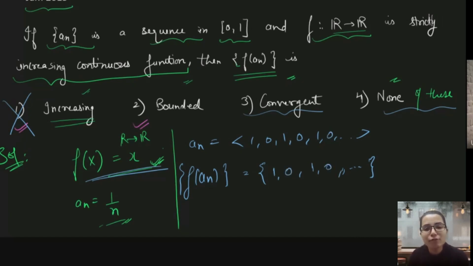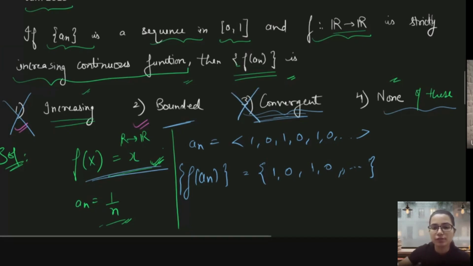Okay. So f of an is increasing? No, not at all. I've already cut that option, so I don't need to care. Is it bounded? I cannot cut this option because it satisfies. Is it convergent? No, it's not convergent. So I can cut this option off. I'm confused between whether it is bounded or none of these.